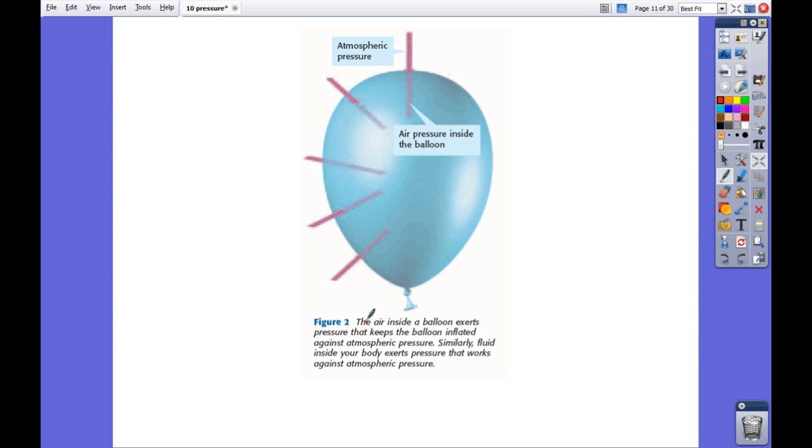Next, let's read this part. The air inside the balloon exerts pressure that keeps the balloon inflated against atmospheric pressure. Similarly, fluid inside your body exerts pressure that works against atmospheric pressure. So this is actually the answer for the first question I gave you in this video.